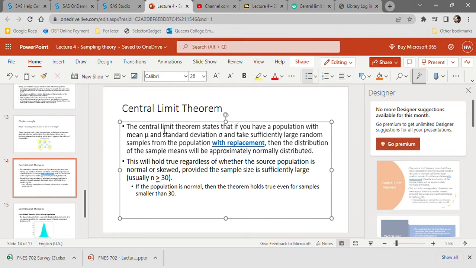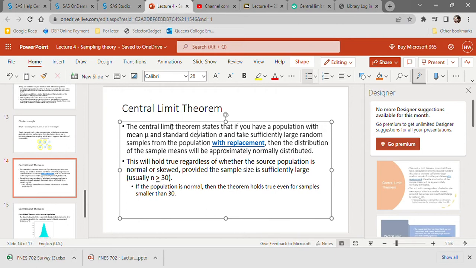So you have a population and you take the mean and the standard deviation, right? And now you sample from this population right over here with replacement. What that means is if you keep sampling from this population and you keep getting the means, then when you plot those means, it's going to be normally distributed.